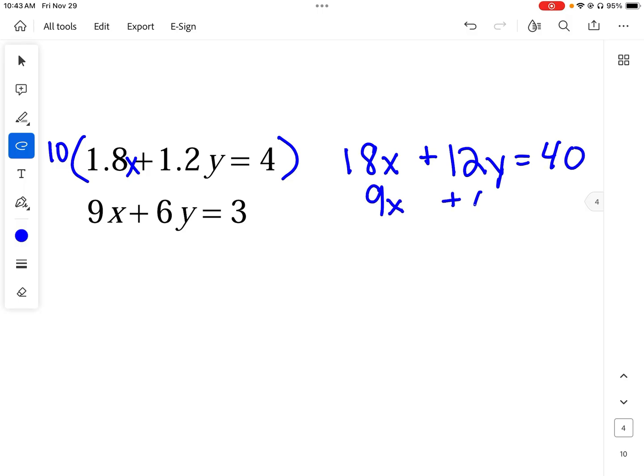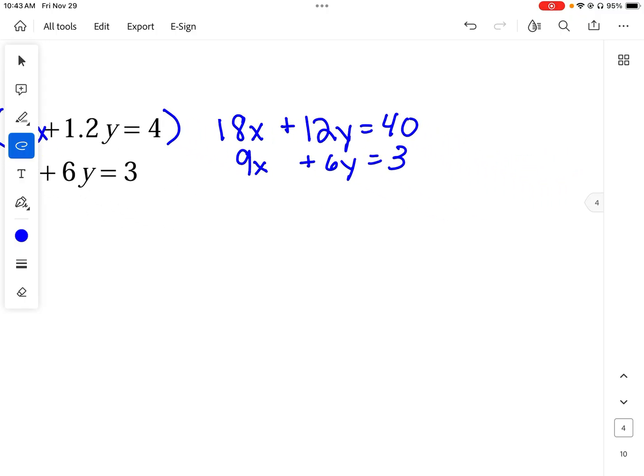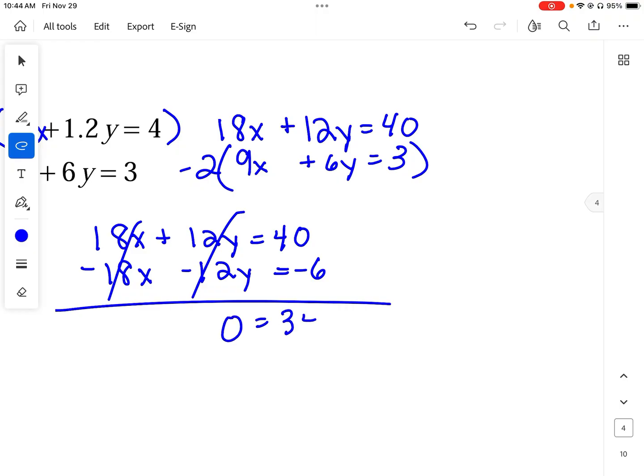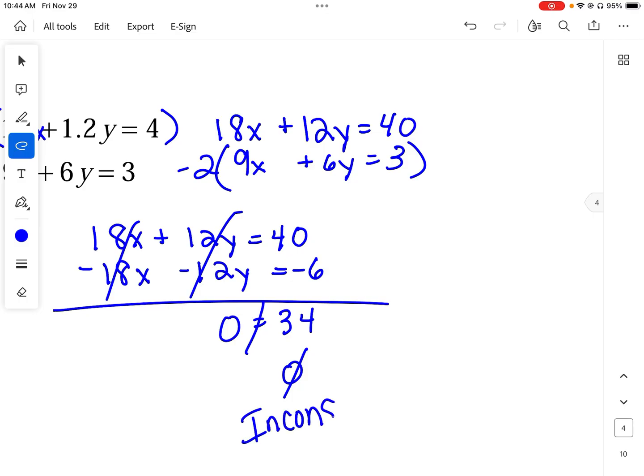Rewrite my equation for the second one. All right, so now I need to figure out what to do to get rid of one of the variables. I think it would be best to multiply this by -2. So I have 18x plus 12y. I'm just carrying down the first equation. And I'm going to rewrite the new equation. There we go. So add these up. Oh, cancel, cancel. 0 equals 34. Well, that is no solution. So it is an inconsistent system.